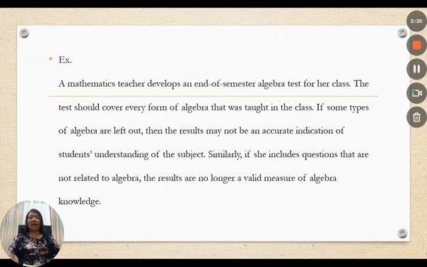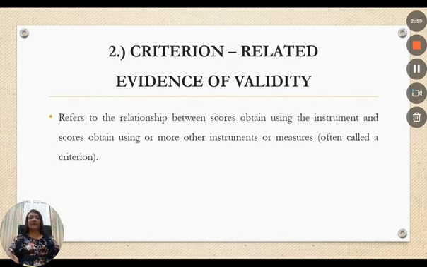For example, a mathematics teacher develops an end-of-semester algebra test for her class. The test should cover every form of algebra that was taught in the class. If some types of algebra are left out, then the result may not be an accurate indication of students' understanding of the subject. Similarly, if she includes questions that are not related to algebra, the results are no longer a valid measure of algebra knowledge.